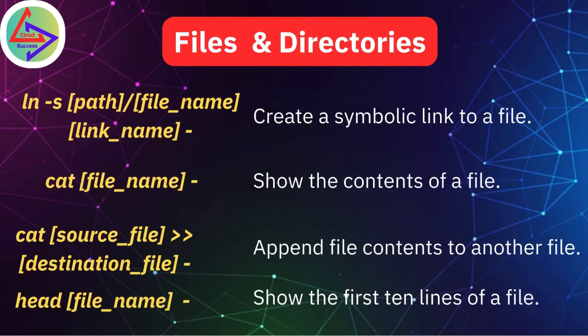ln space -s, file name space link name, to create a symbolic link. cat file name, show contents of a file. cat source file, double greater than mark, destination file, append file contents to another file.